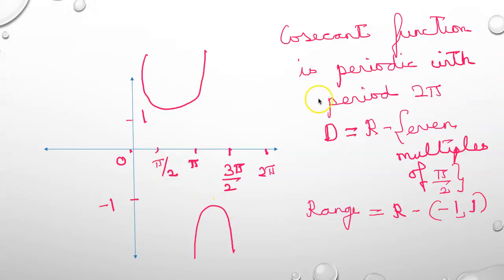The cosecant function or the cosec function is periodic with period 2 pi. So this is a graph of the cosec function. The domain is R minus even multiples of pi by 2 because at 0, pi cosec is infinity. And again the range is R minus the interval minus 1 to 1. You can see that there is no graph between minus 1 to 1.